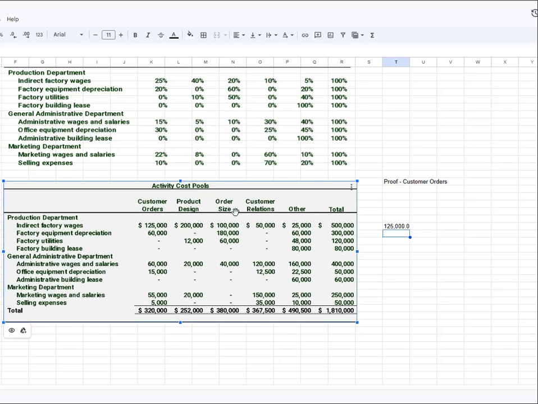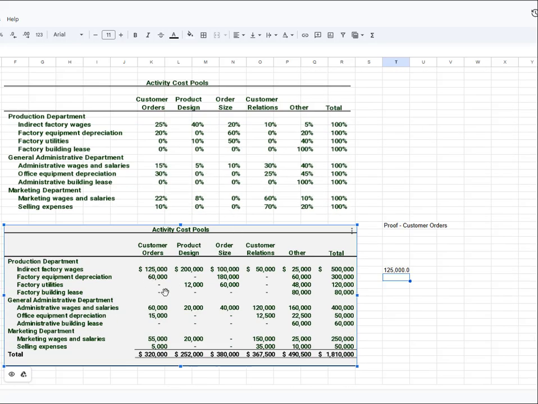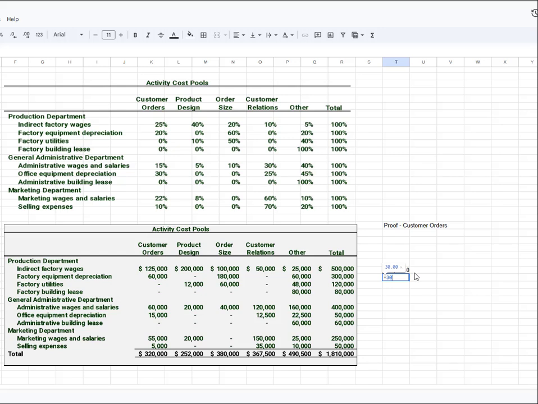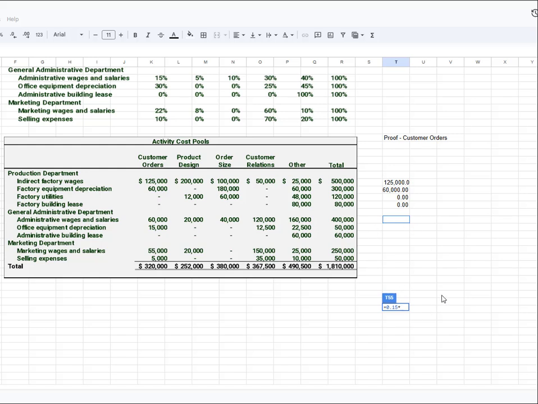Alrighty, so then we have indirect, let me line this up a little bit. And then we have factory equipment. So factory equipment was 300,000 and they get 20% of it. So equals 300,000 times 20%. And that's 60,000, that's 60,000, great. Let's go down, this is 0 because it's 0% allocated, so that makes sense. And then we have administrative wages and salaries, so they get 15% of it. 15% of how much, let's see. 15% of 400,000, cool. 400,000, fabulous, so 60, great.